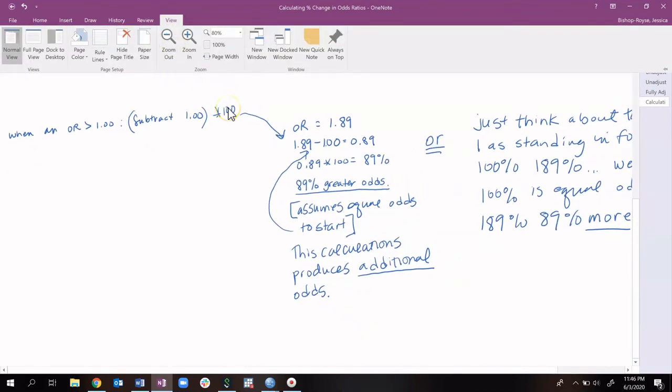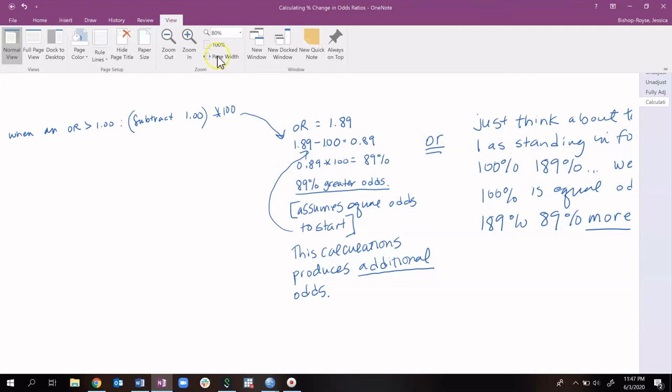Okay, so if you have an odds ratio that is greater than 1.00, subtract 1 from it. So 1.89 minus 1 is 0.89. All right, that's the percent of greater odds that odds ratio is representing. So in this case, 89% greater odds. It's already assuming that it's in relation to something else. So if you really think about it, it's like 189% greater odds, but the 100% is sort of assumed.